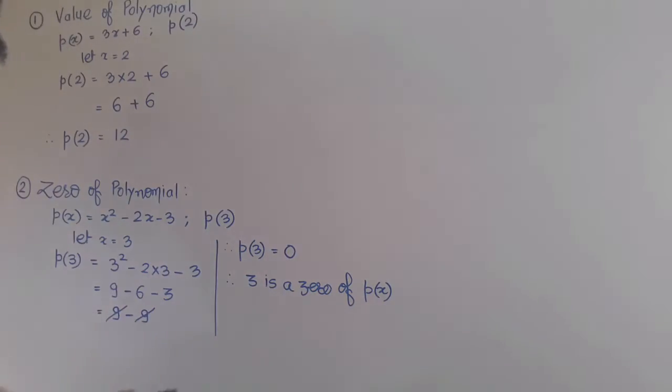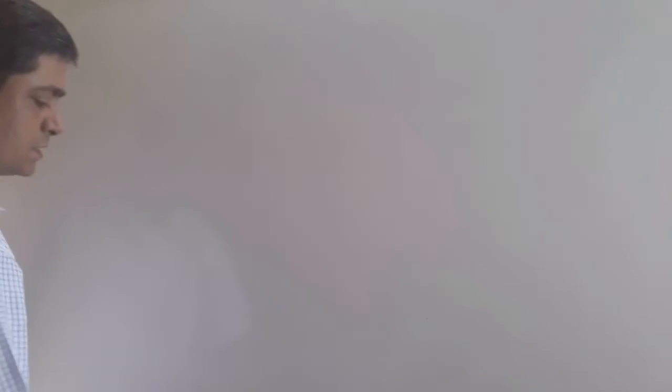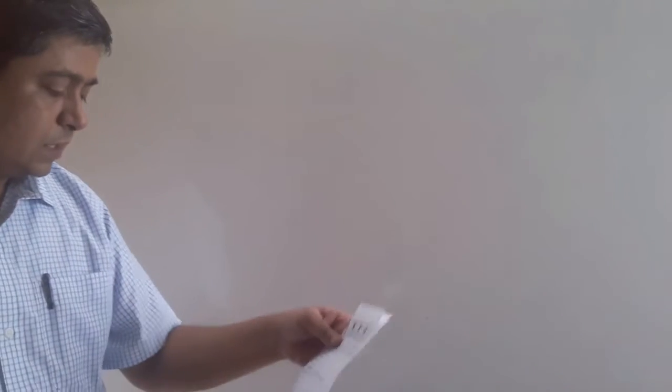Now, before we start the first question, I think there are some remarks given. So let us discuss the remarks first, then we can start the question. The first remark is given as: a zero of a polynomial need not be 0. What does it mean? Students, they are saying a zero of a polynomial need not be 0.